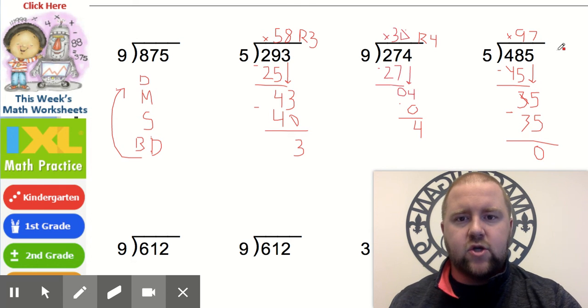All right, so just make sure, guys, one of the biggest things here is that we are placing these digits on top where they belong because we're going to end up doing decimals next, and it's important the placement of the digits on the top.